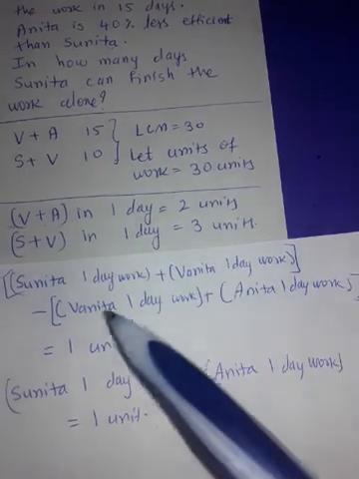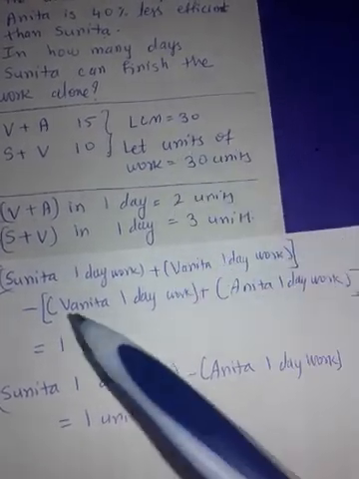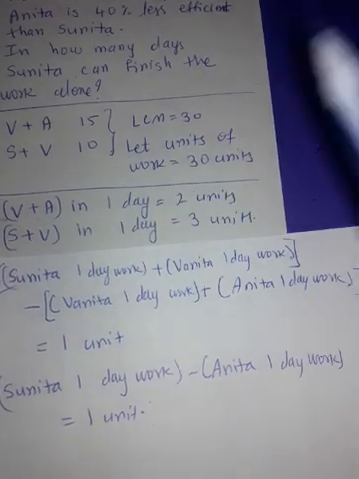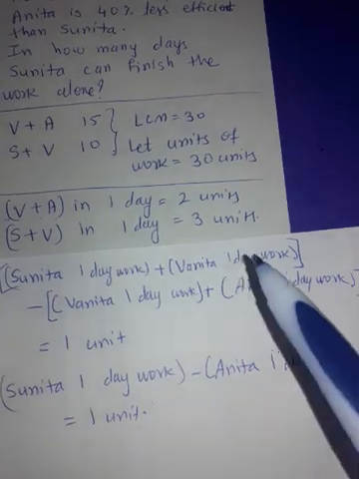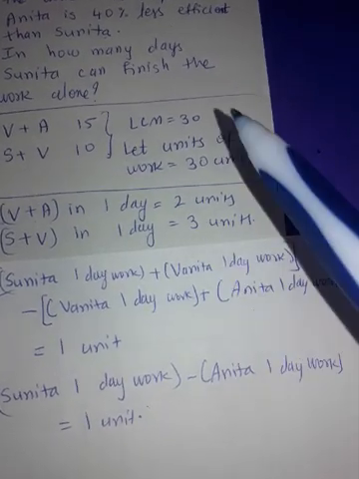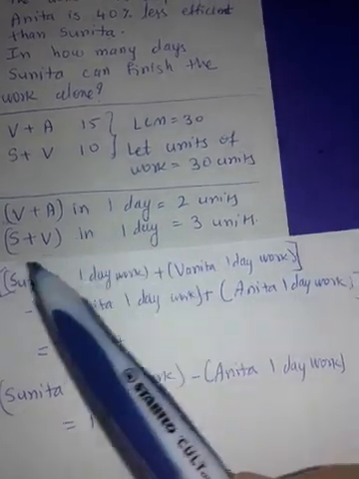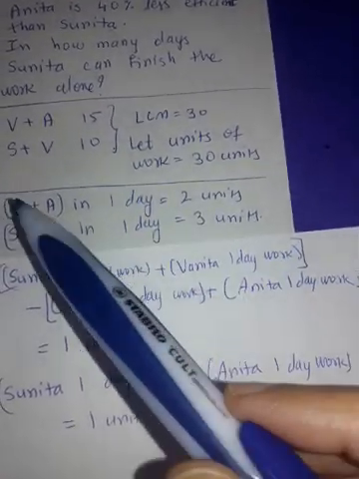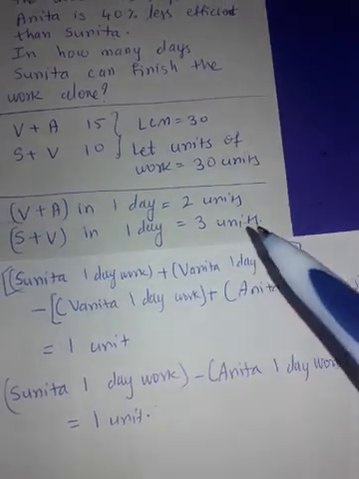Understood this step? This step is the soul of this problem. If you understand this, only then can this problem be solved. But when will you understand this? When you understand that the comparison is given between Anita and Sunita, so from this data we can cancel out the common V. And how do we cancel it?